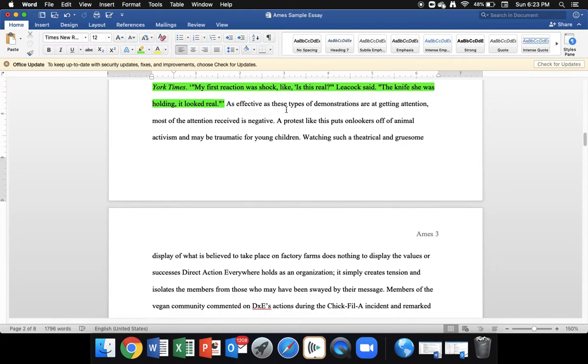As effective as these types of demonstrations are at getting attention, most of the attention received is negative. A protest like this puts onlookers off of animal activism and may be traumatic for young children. Watching such a theatrical and gruesome display of what is believed to take place on factory farms does nothing to display the values or successes Direct Action Everywhere holds as an organization. It simply creates tension and isolates the members from those who may have been swayed by their message.